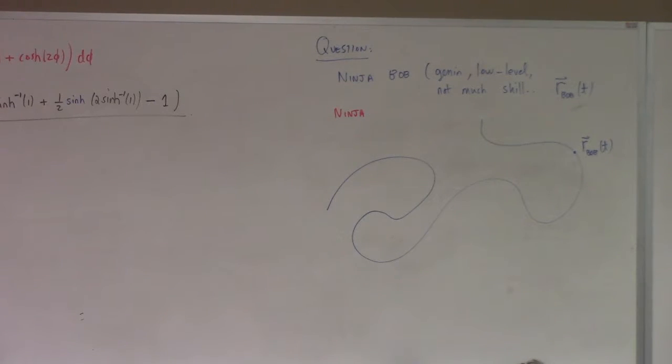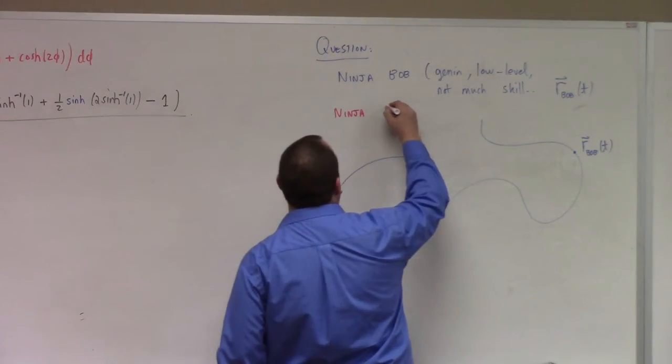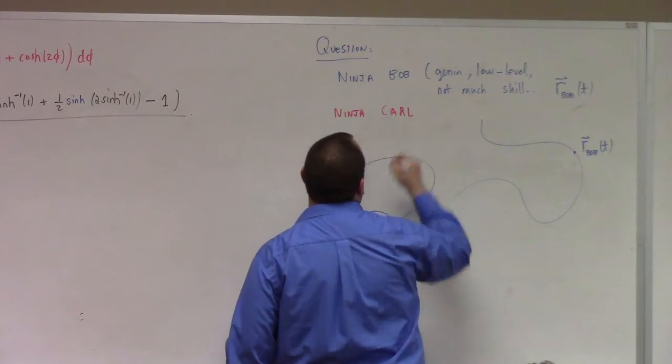Oh, we didn't come up with the name for the second ninja yet. You guys gotta give me a name. Carl? Very good. I like that. Come on, I can't find this stupid problem. At least we got a name.